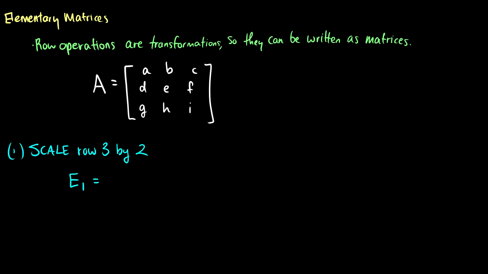Today we're going to talk about elementary matrices, invertibility, and finding inverses of 3x3 matrices and bigger. So, what is an elementary matrix? Well, before we had row operations, and it turns out these row operations are transformations, so they can be written as matrices. So for instance, if I give you a 3x3 matrix A, B, C, D, E, F, G, H, I, I can write a matrix that scales the third row by 2.